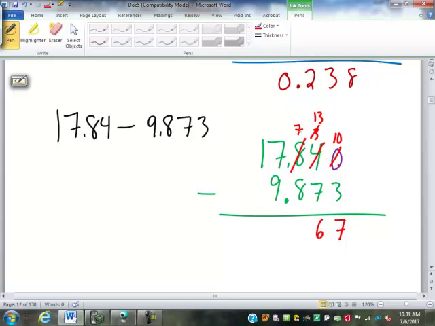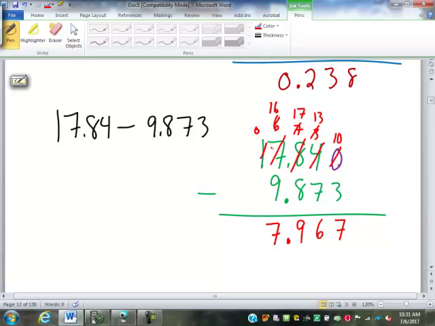6. 7 minus 8? Can't be done. We borrow from the 7. This is a 6 and a 17. 17 minus 8? 9. Bring down the decimal point first, right? And then, yes, we're going to borrow from the 1. That's a 0, and this is a 16. 16 minus 9 is 7.